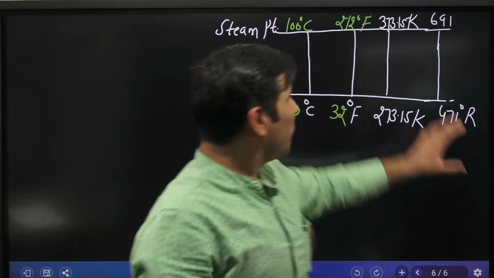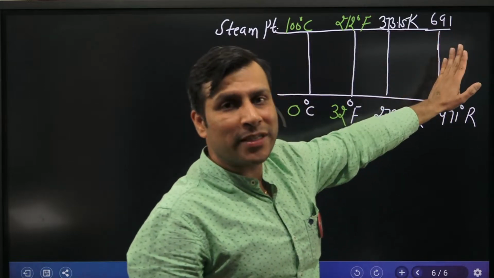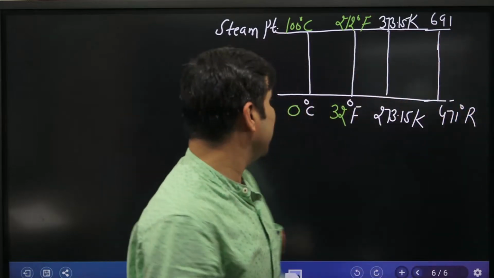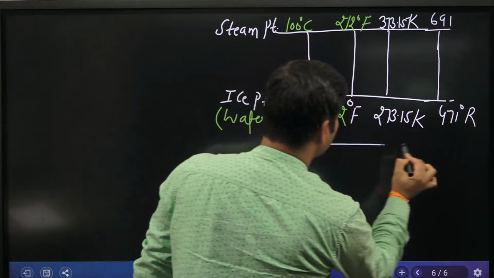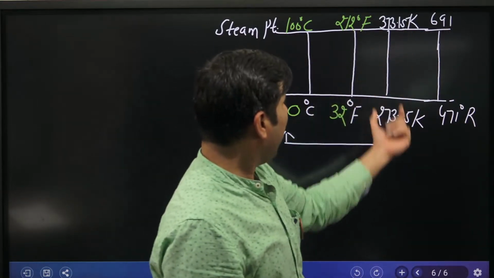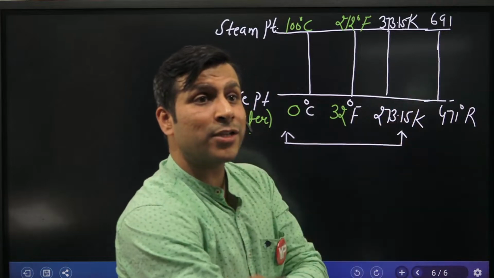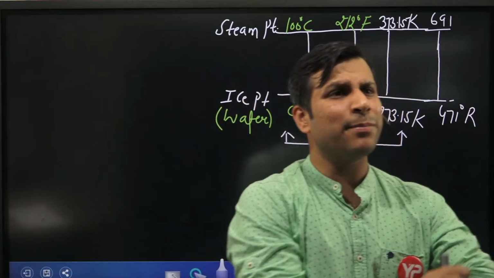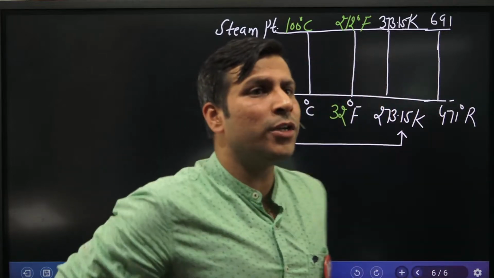Because you need not remember this, guys. Just for your information, I'm writing this only. This is the information which you can remember: degree Celsius, degree Fahrenheit, and degree Rankine. Varad has actually developed some relationship, 1.8 C plus 32. That also you can use directly.